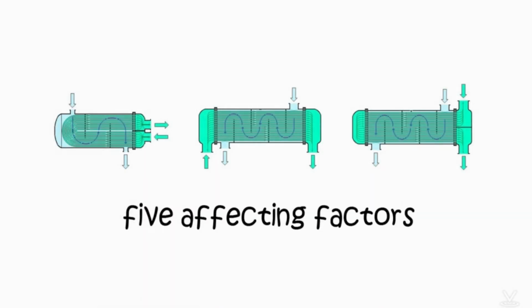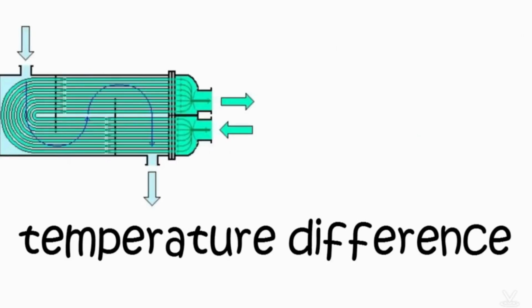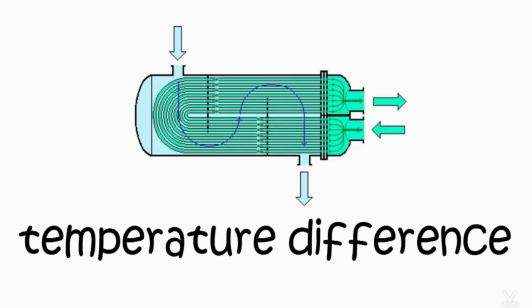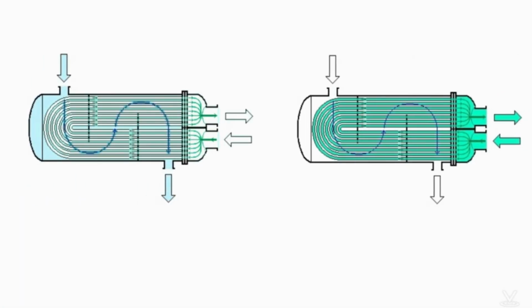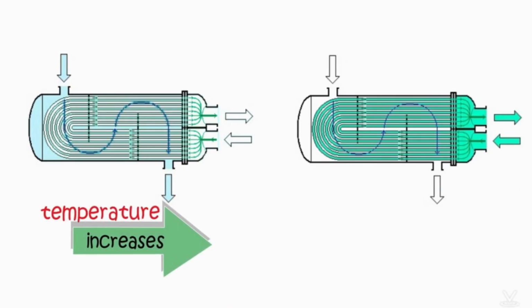Five affecting factors. There are several factors that can affect the transfer of heat inside a heat exchanger. Temperature difference. One factor that can affect the transfer of heat inside a heat exchanger is the difference in temperature between the two fluids. As the difference in temperature increases, the amount of heat that can be transferred also increases.